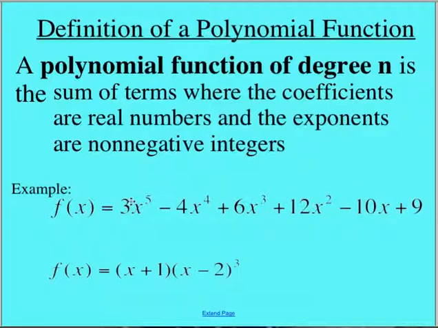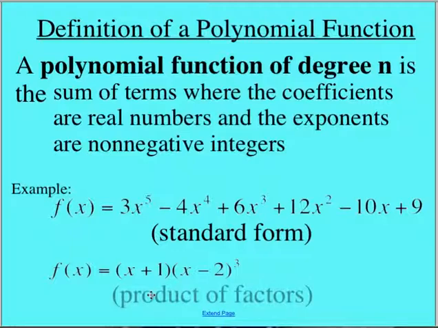They're positive. There's two different ways to write a polynomial function. This first form that I have is called standard form. This is where you have the largest exponent first, and then it's written in descending order. And then the other way to write a polynomial is called the product of its factors. And so this is just another way of writing a polynomial. This is really helpful if you know the roots or the x-intercepts.